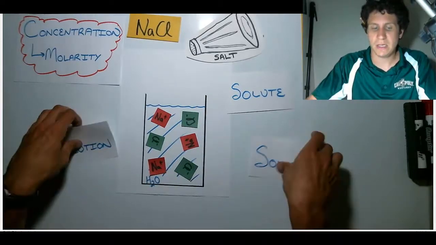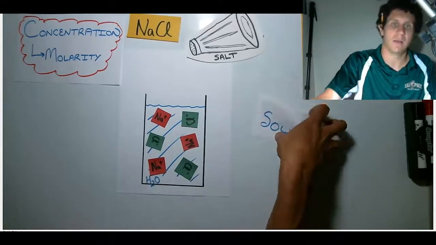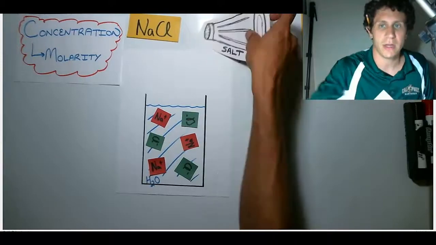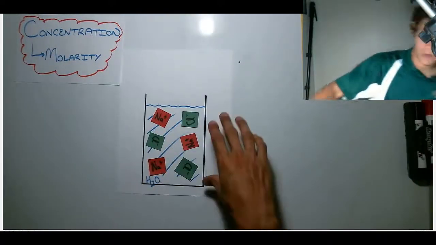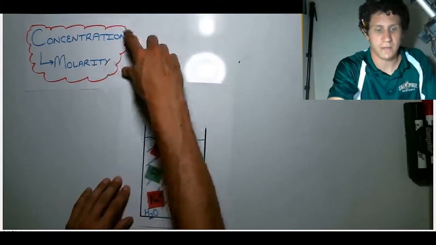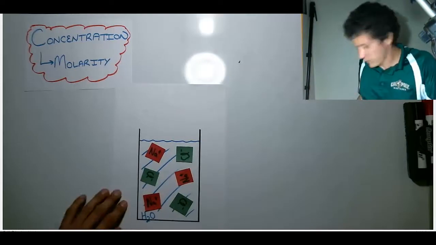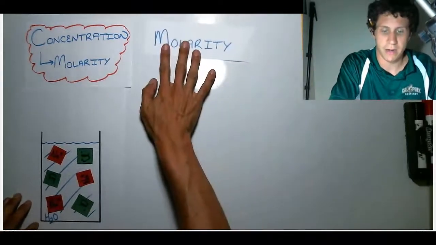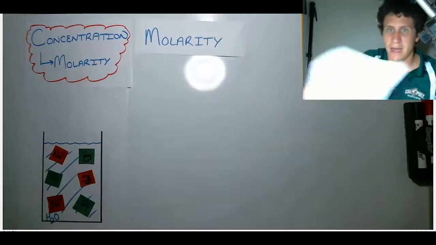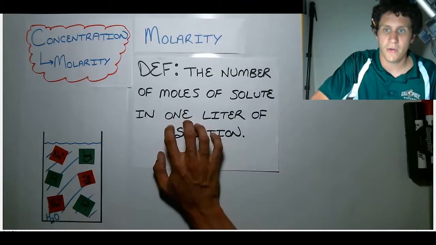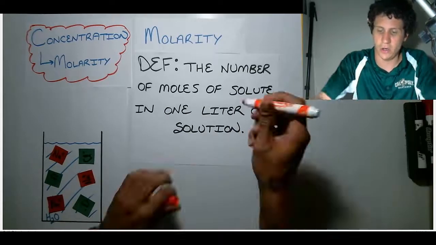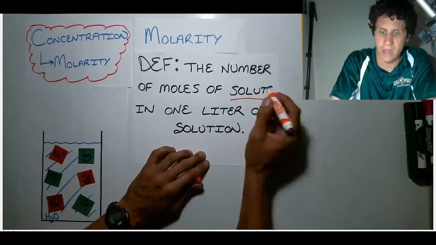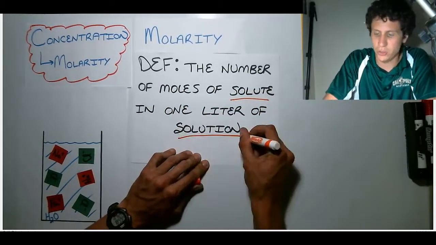So what chemists need to do is keep track of how much salt we've actually put into this water. Okay, that's a key piece here. So if I want to keep track of that, I'm going to use a measurement of concentration. In this case, we're going to use molarity. So we're going to focus on molarity today. Molarity is going to be defined as the number of moles of solute. Let's focus on that again. Solute, how much stuff we're dissolving, in 1 liter of solution.